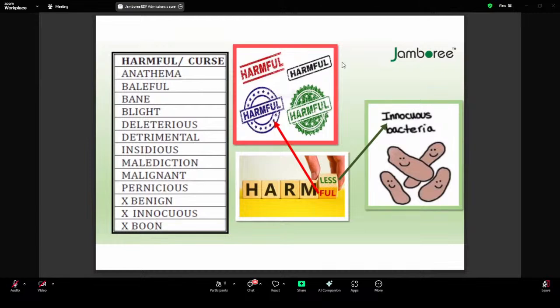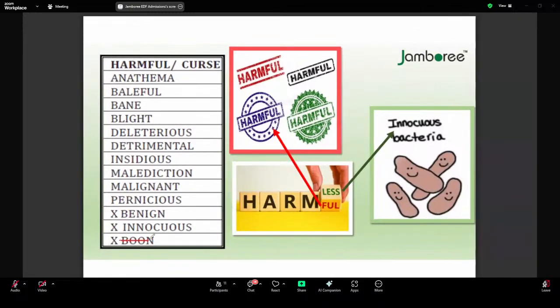I don't know why they put boon here, because this is not the same category. Benign and innocuous can be the same category, harmless. Benign also means kind, but I can understand the harmless part. But boon has nothing to do with innocuous. Boon is an advantage, a benefit.